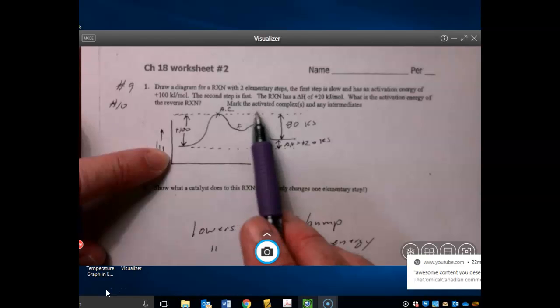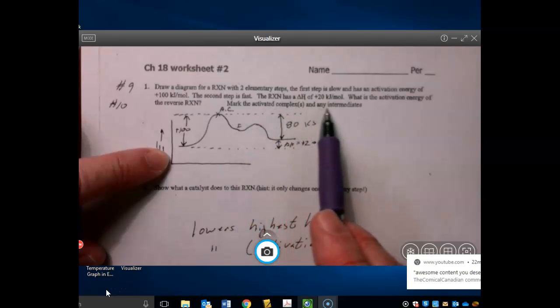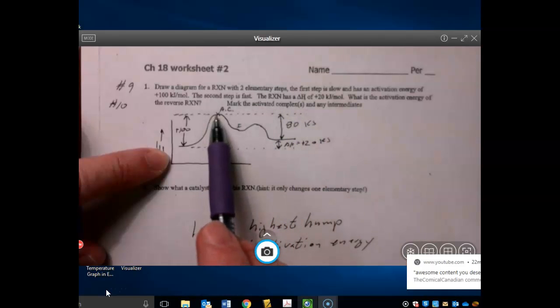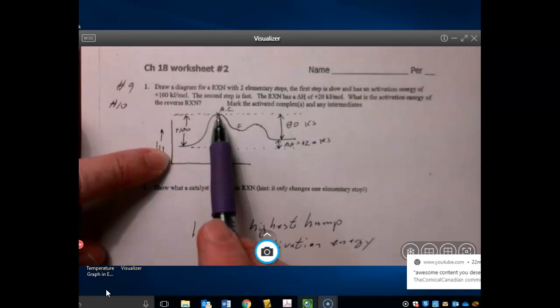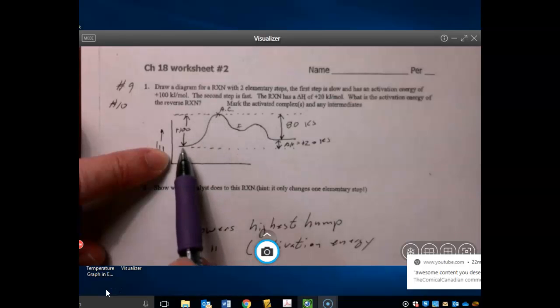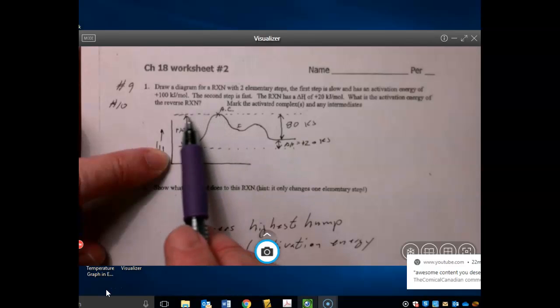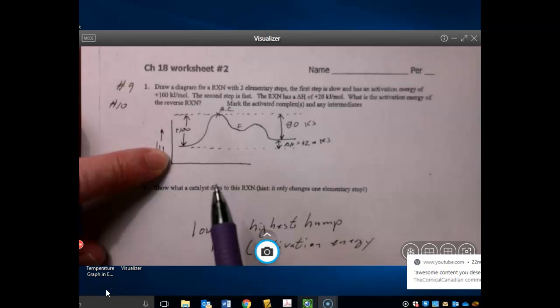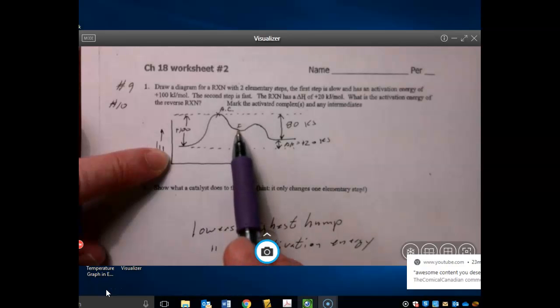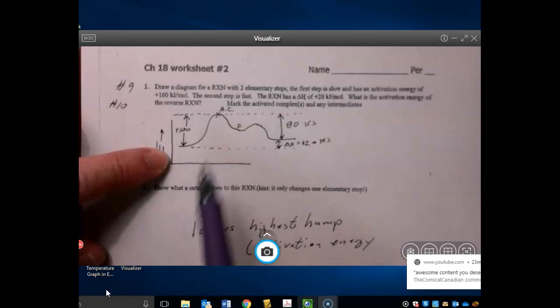Okay, and then it says mark the activated complexes and intermediates. Well, the top of each peak is an activated complex. Now, just because each of these is an activated complex, the activation energy is always the energy required to get over the highest hump. Because if you can get over the highest hump, then getting over this one's no trouble. Now, the intermediate is the valley, and there's only one valley here between the two humps, so this would be the intermediate.